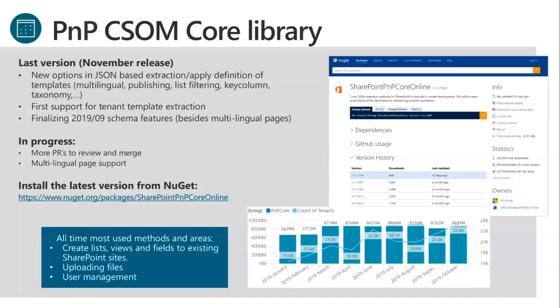And looking at usage, things keep on growing. I think it's no surprise, and it's maybe a bit boring, but we just keep on growing. In October, just for your information, there's 23,400 tenants that use the PnP Core component, which is quite a lot. I think that sums it up, Vesa.